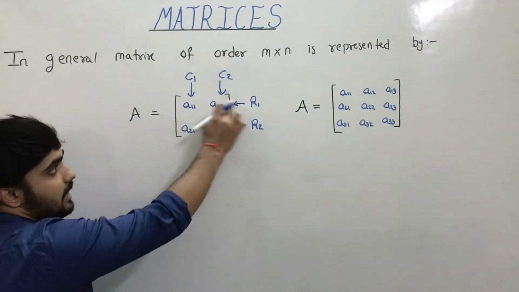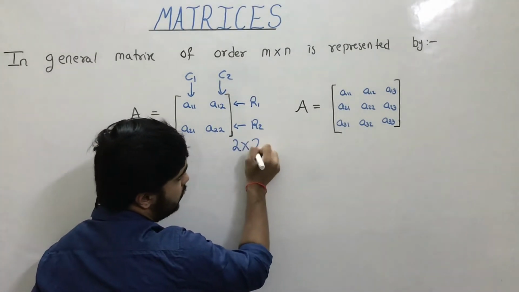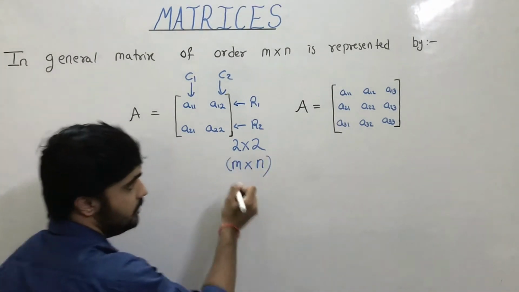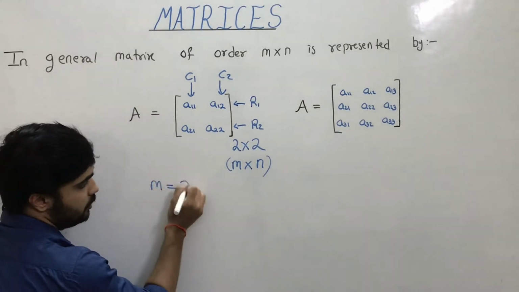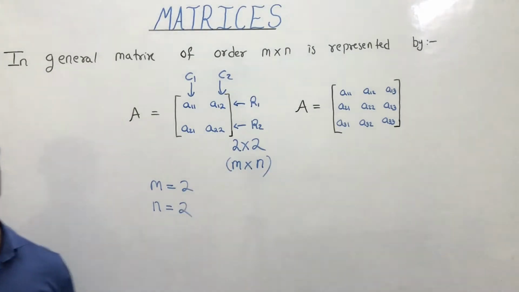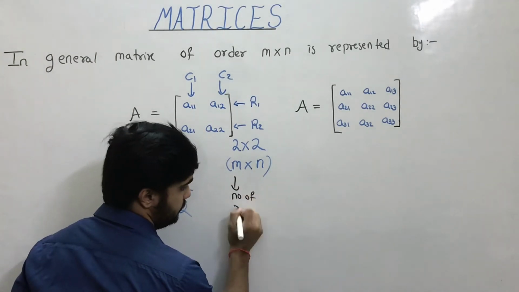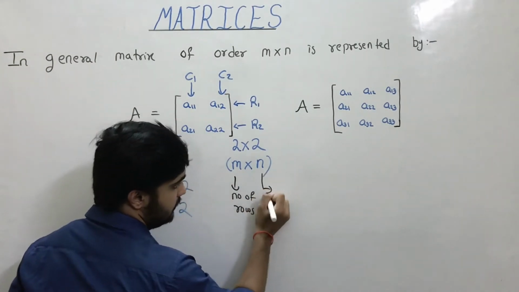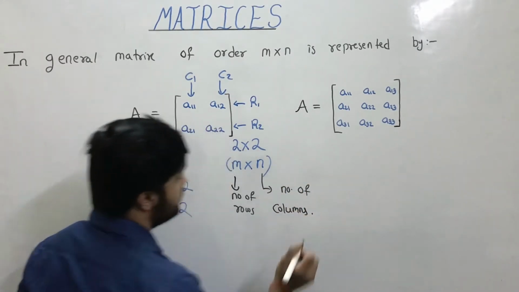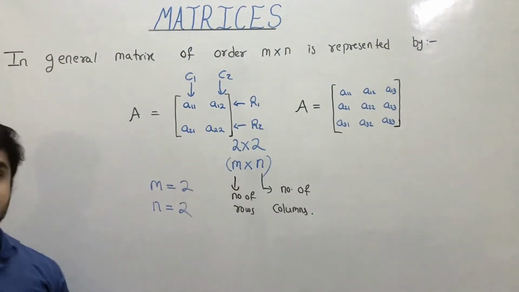So as we can see, there are 2 rows and 2 columns. So we can write this as 2 into 2. In general, we write it as m into n. So in this case, m is equal to 2 and n is equal to 2. Now what do this m and n represent? Okay, so this m is nothing but the number of rows and this n is nothing but the number of columns. Hence we can say that this is a 2 by 2 matrix with m as 2 and n as 2.